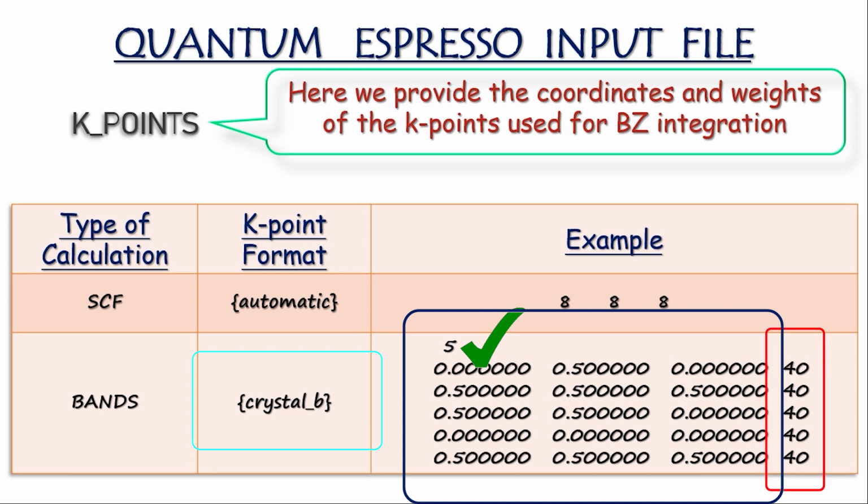And this 40, these are actually the preciseness. That is, between two particular k points, how many points will be generated. So 40 points will be generated within the vicinity of this particular k point. And everywhere we have put it as 40. 40 is a good option also for calculating the band structure.